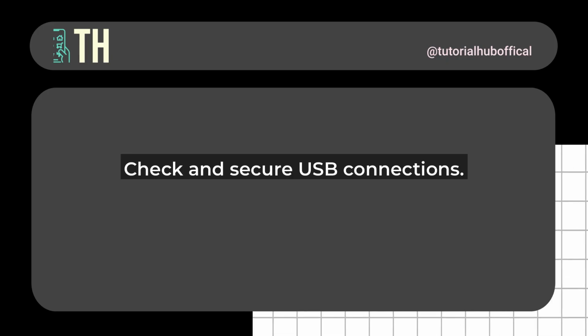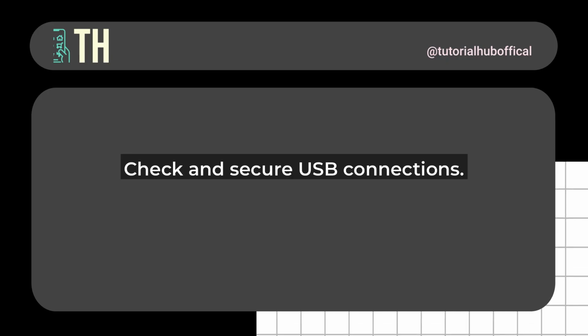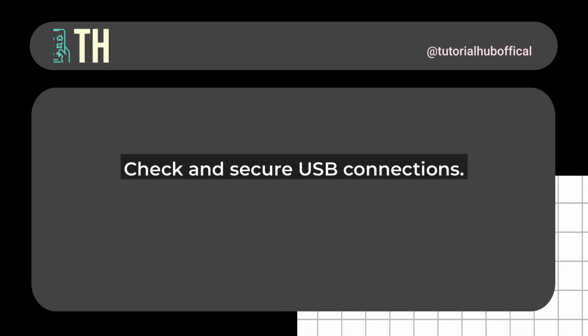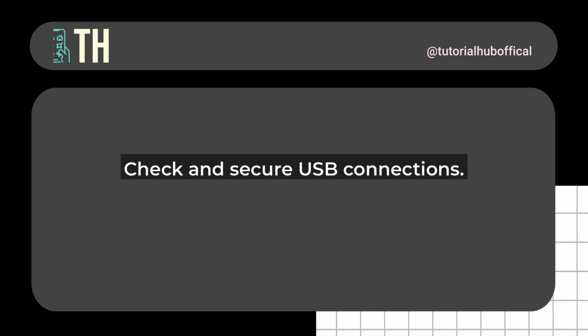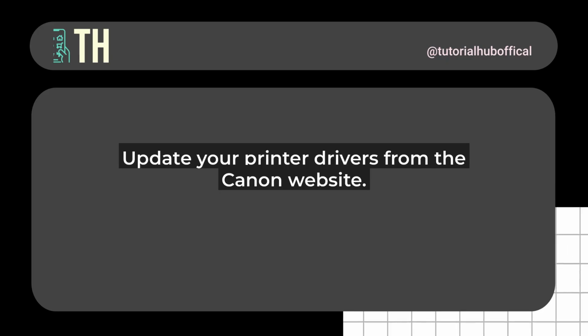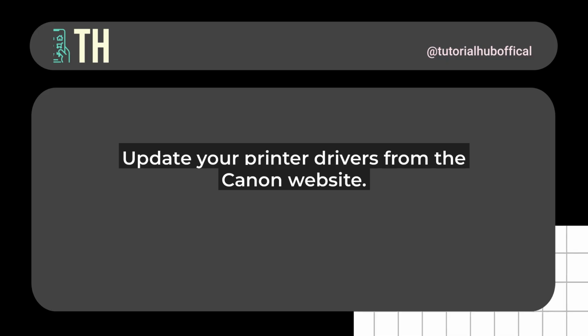Now, let's get to the good part, the solutions. Step 1. Start with the basics. Turn off your Canon device, unplug it from the power source, wait about 30 seconds, and then plug it back in and turn it on. This simple restart often clears minor glitches.